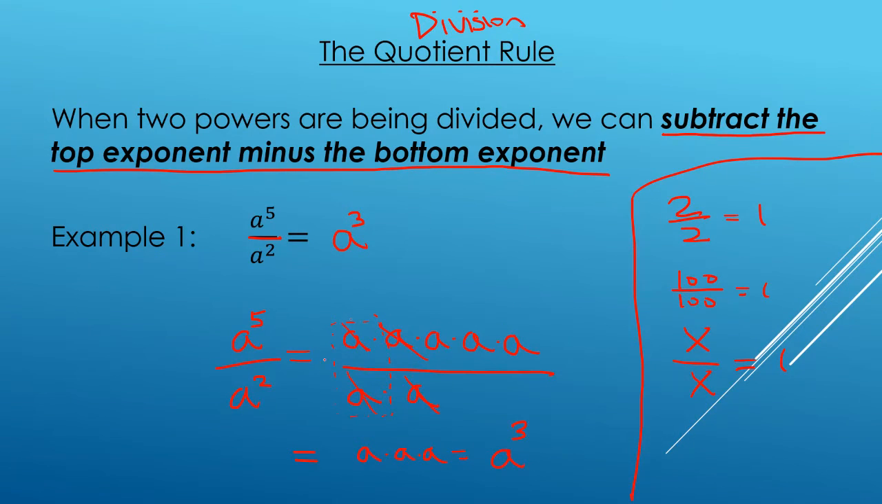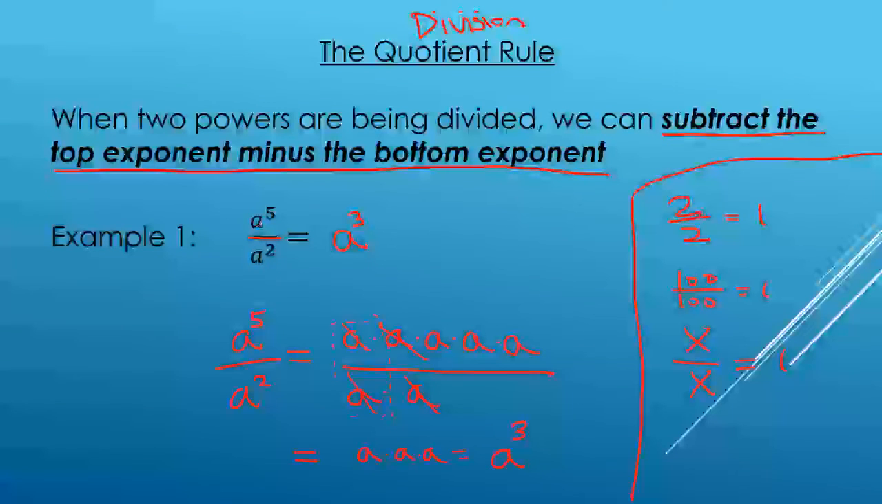So the quotient rule, the division quotient rule, is really a shortcut. So we don't have to do this expanding and canceling every time, but that's what's happening when we use the quotient rule. We're technically canceling out the matches of a's on top and bottom, or whatever the number or variable is that matches on top and bottom.